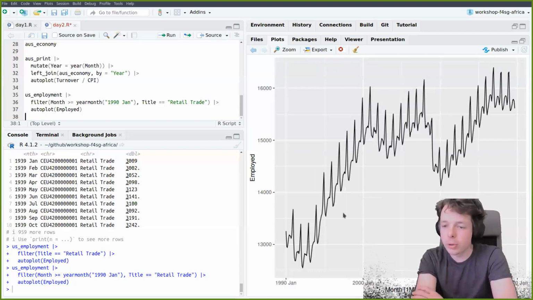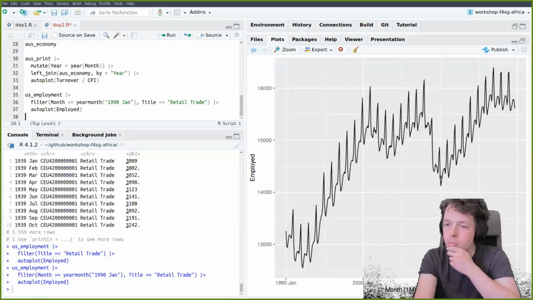We also have some trend. The amount of employed people in the US is generally increasing. And we do have cycles. You can see that there's a drop here after 2008. Does anyone know why we have a drop here? Financial crisis. That's right. We had the global financial crisis of 2008. And so we had a sharp drop in the number of employed people.